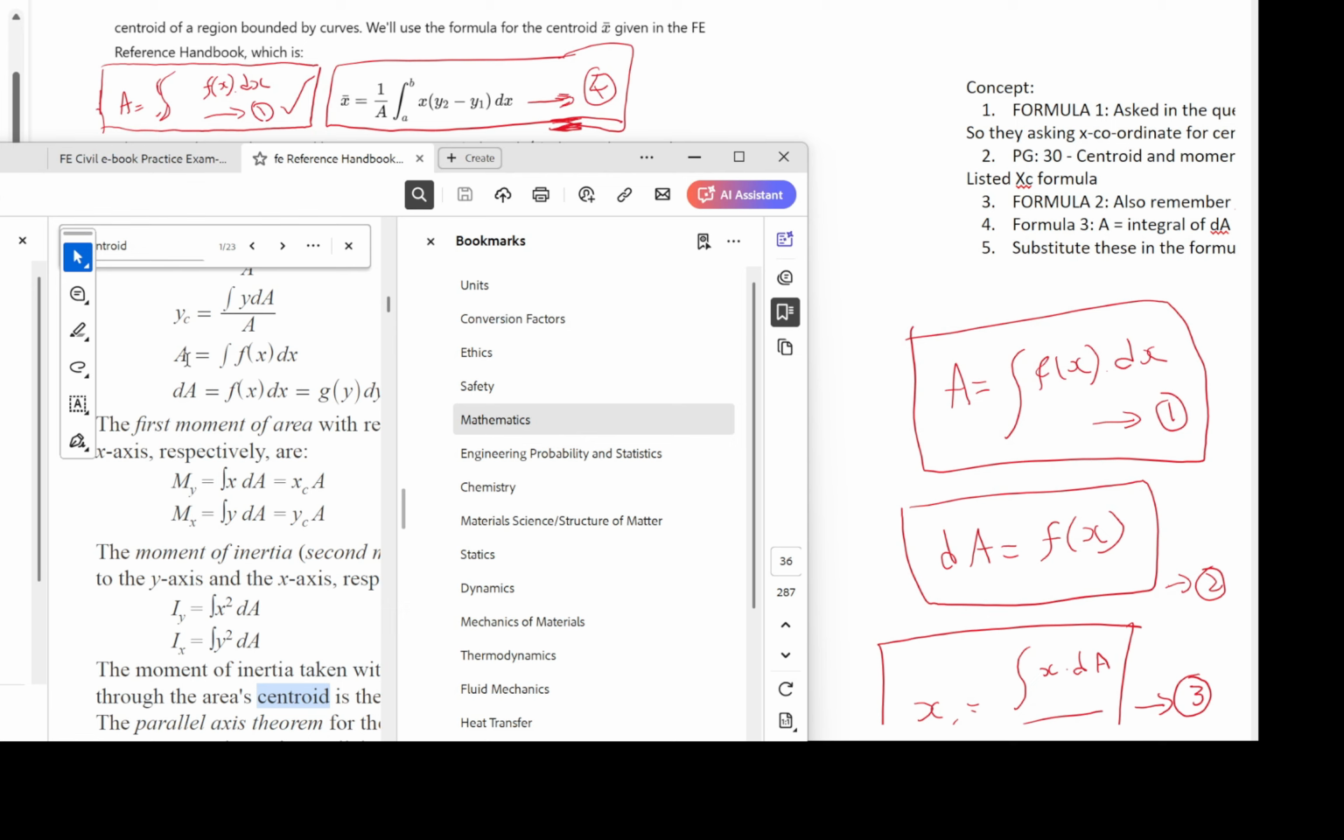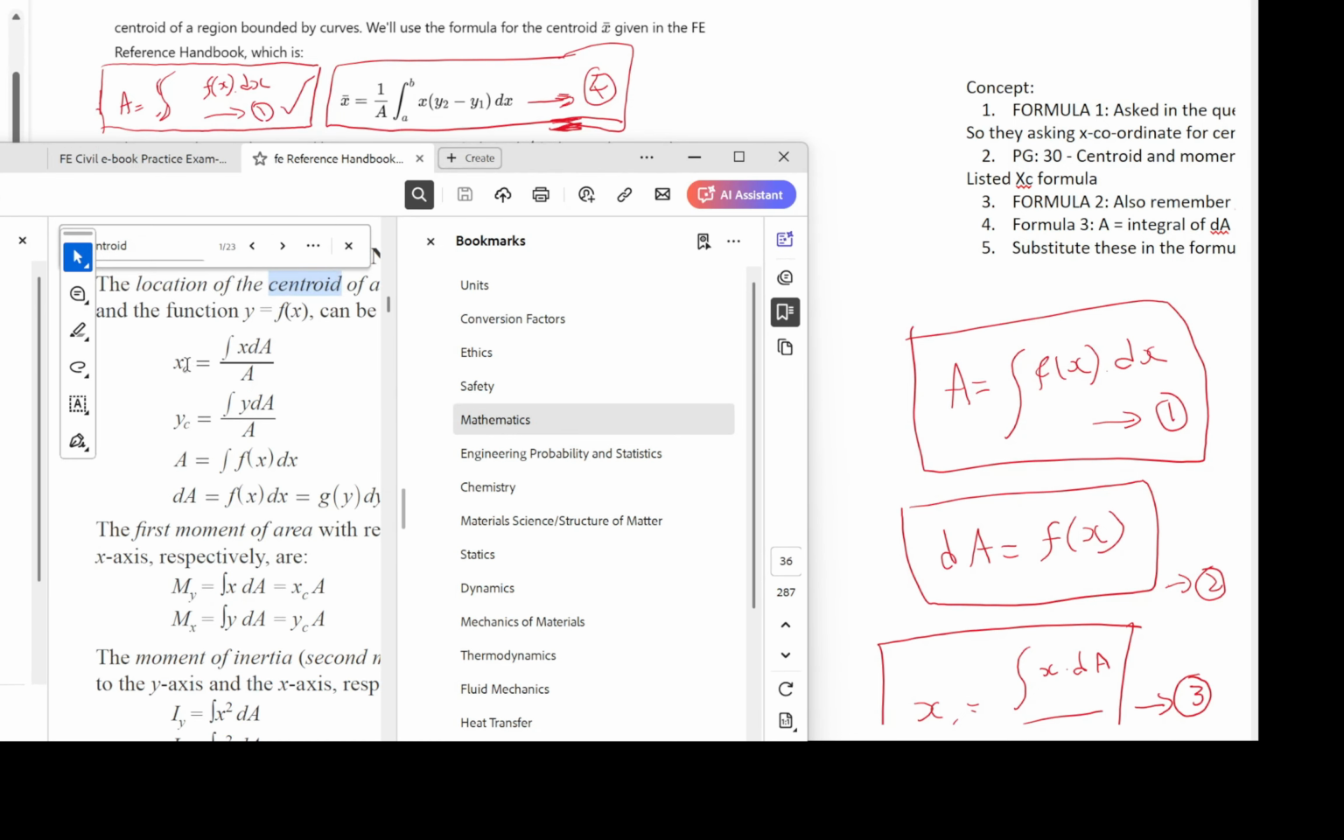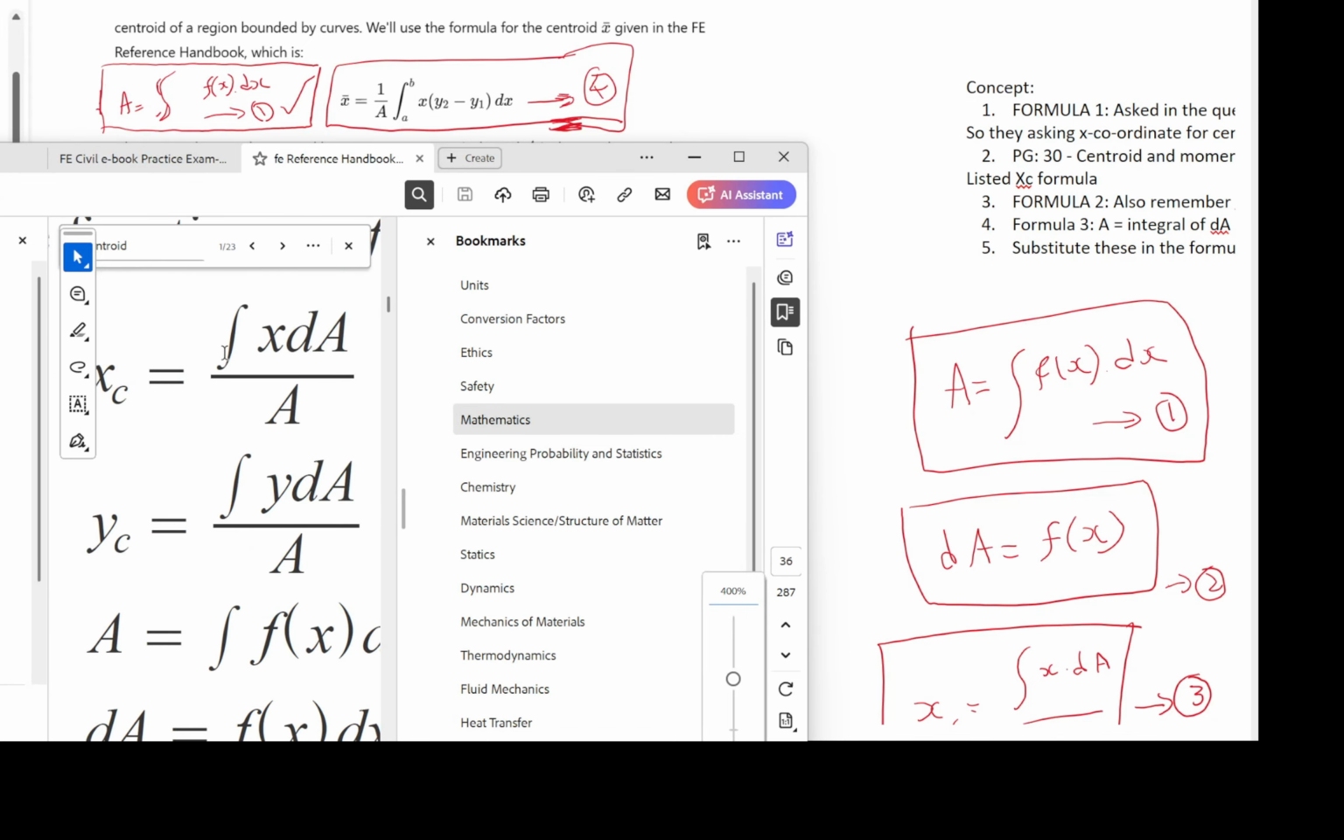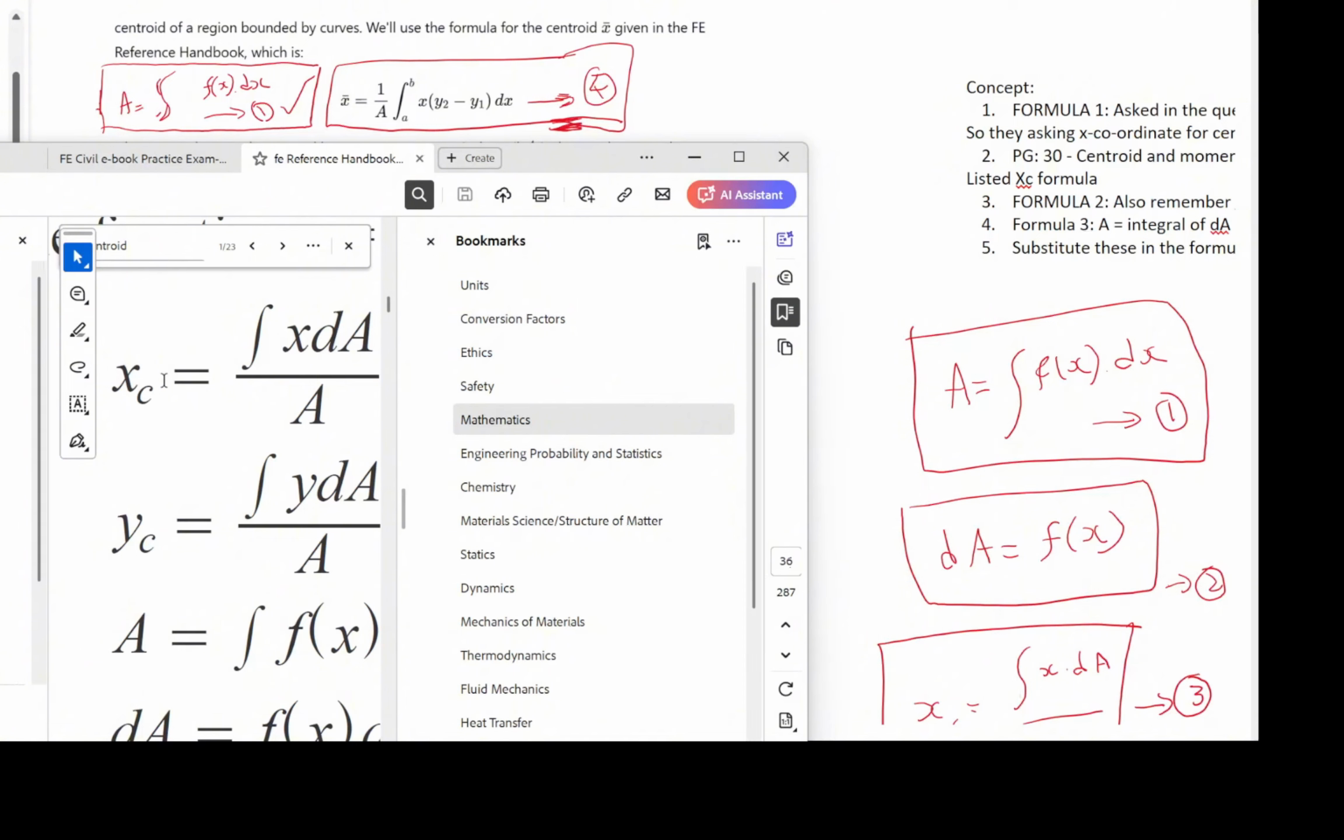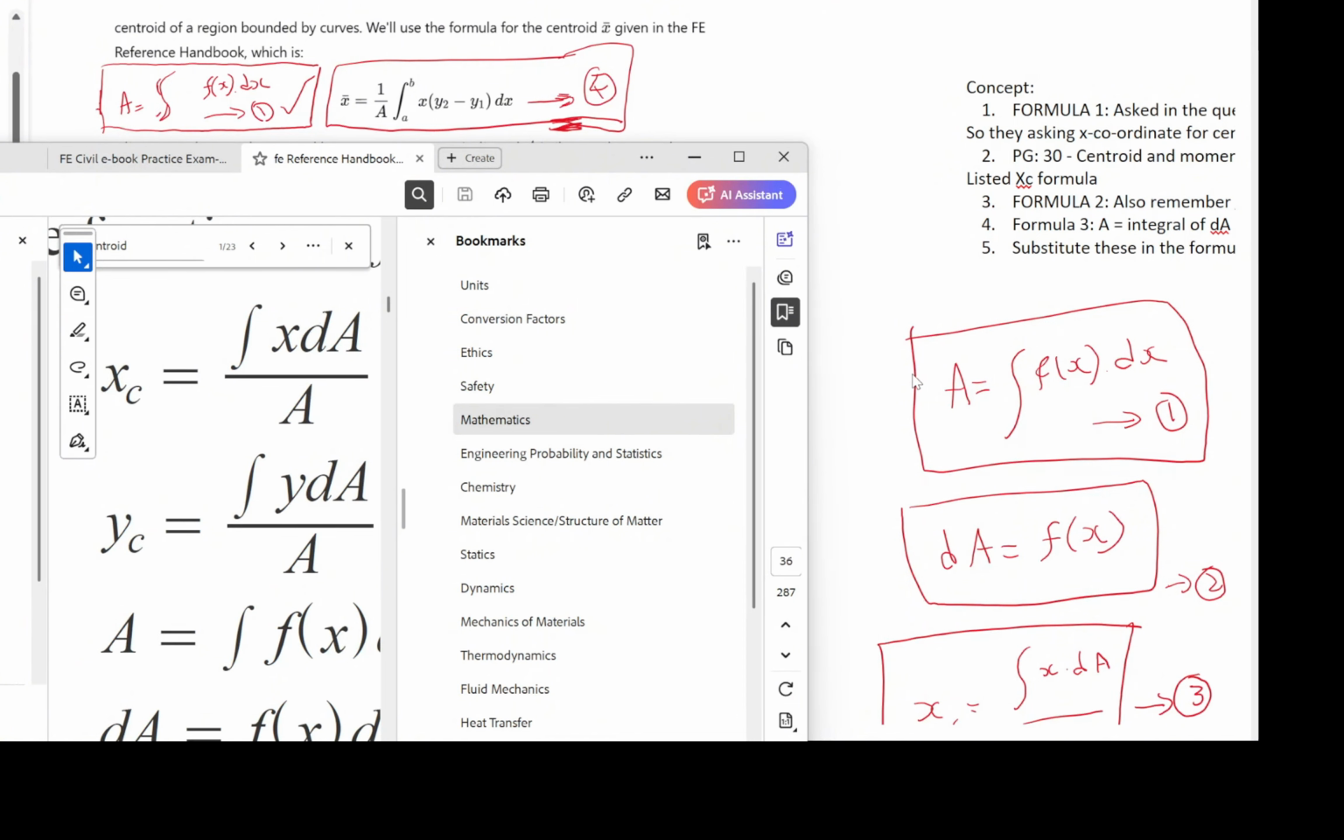I wrote down the area formula: A is equal to the integral of f of x dx over here. That is equation number 1. Got it? Now, as you can see, if I want to find the x coordinate, xc is equal to the integral of x dA by A. Now we also need to know what dA is. Otherwise, we can't use this equation.